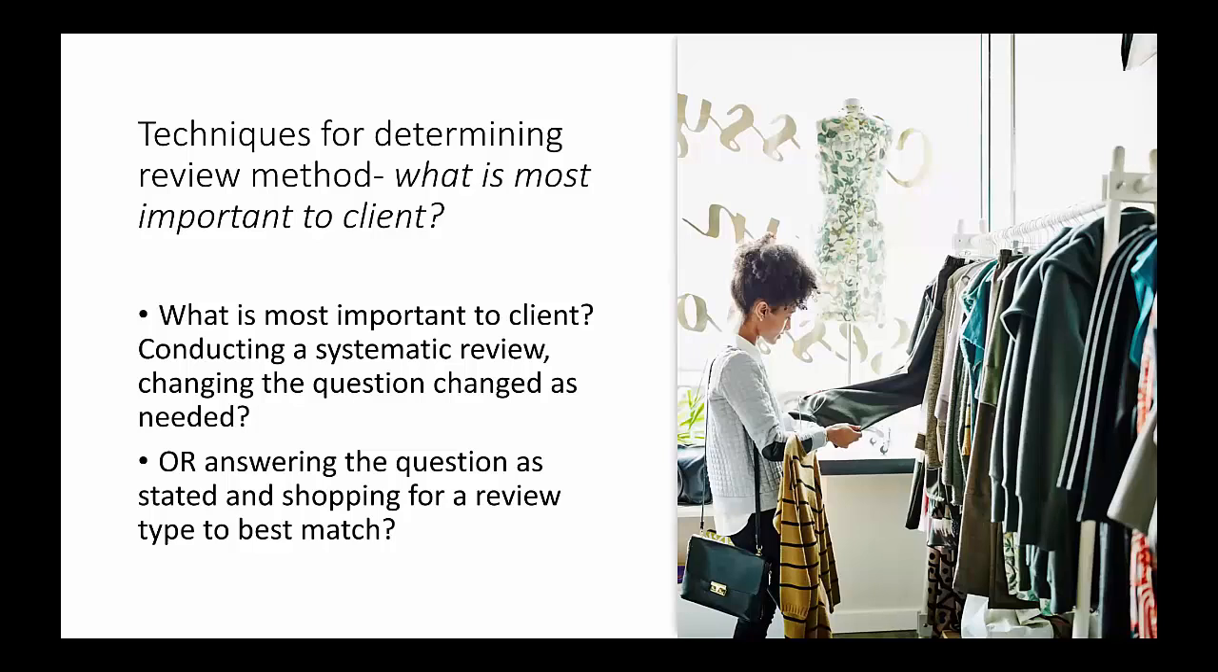So, some techniques here. Sometimes I have clients that are kind of in between, and so I have to ask them, what's most important to you? Is it that you want to conduct a systematic review and you'll change the question in any way that you need to make it a systematic review? Or is it that you want to answer that question and you're more shopping for a review type? That really helps me to understand where my client is coming from and what would best match for them.